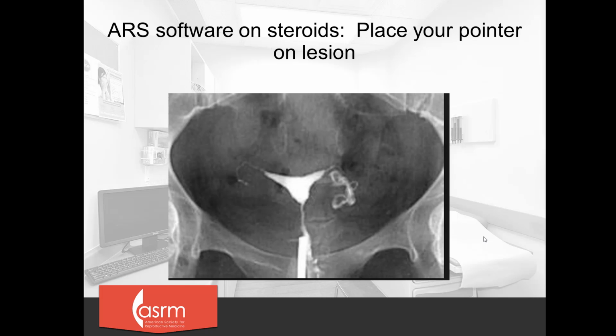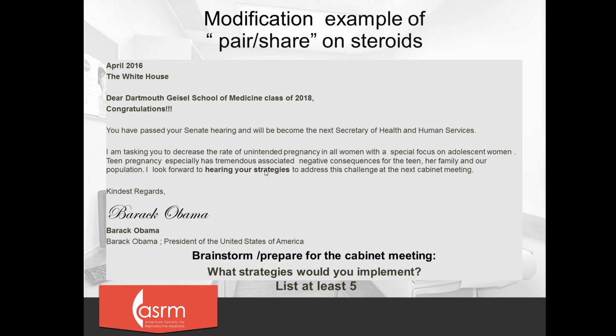And here is one. If you happen to have the software that is able to do this with clickable images, you can ask your learners to put their pointer where they think the lesion is, and then they will click it, and you will see up on your screen all the clicks of where people think a lesion is. This really helps uncover misperceptions.